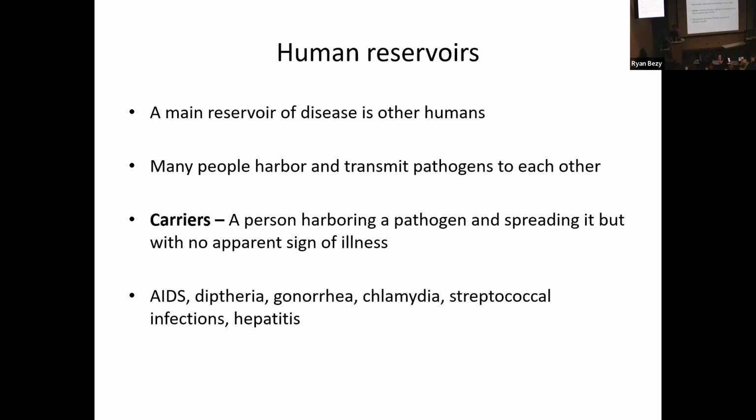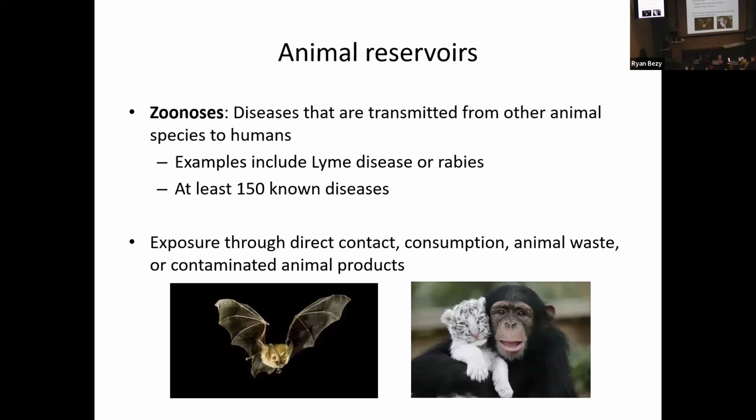We can have animal reservoirs. This is where we're typically talking about what are called zoonoses. Zoonoses are diseases that are transmitted from some animal species to humans. So say it's a bat disease that spreads into humans. Or we have something like a disease from chimpanzee populations that spread into humans. And by the way, that's what happens with HIV. HIV was originally a chimpanzee disease.